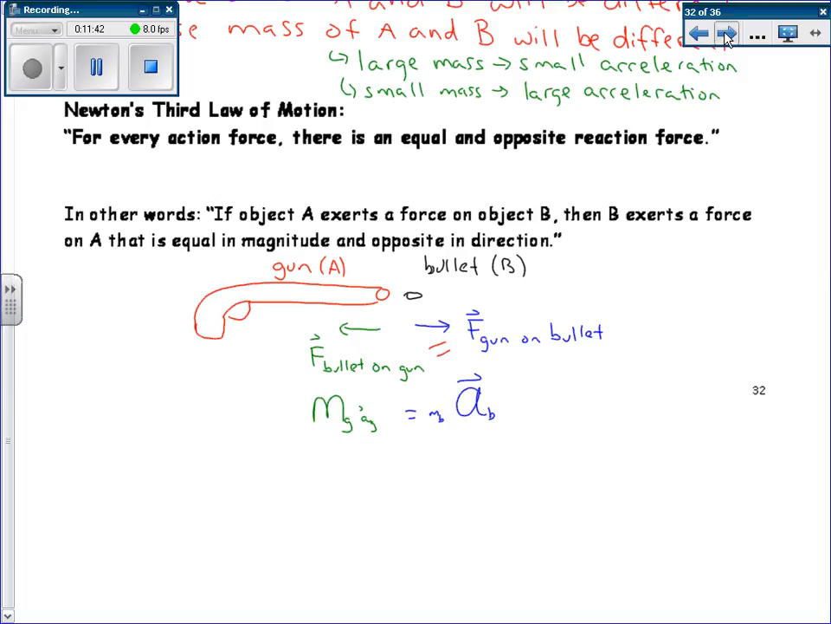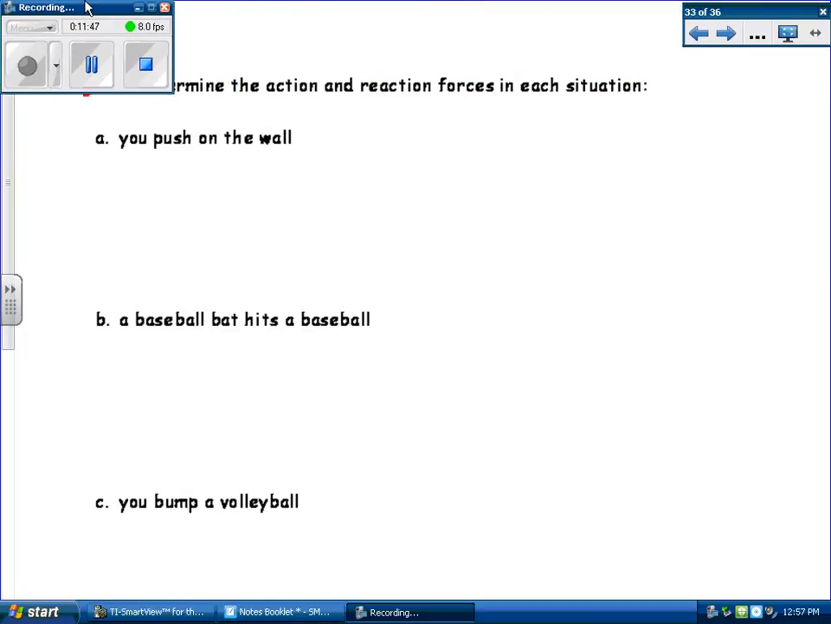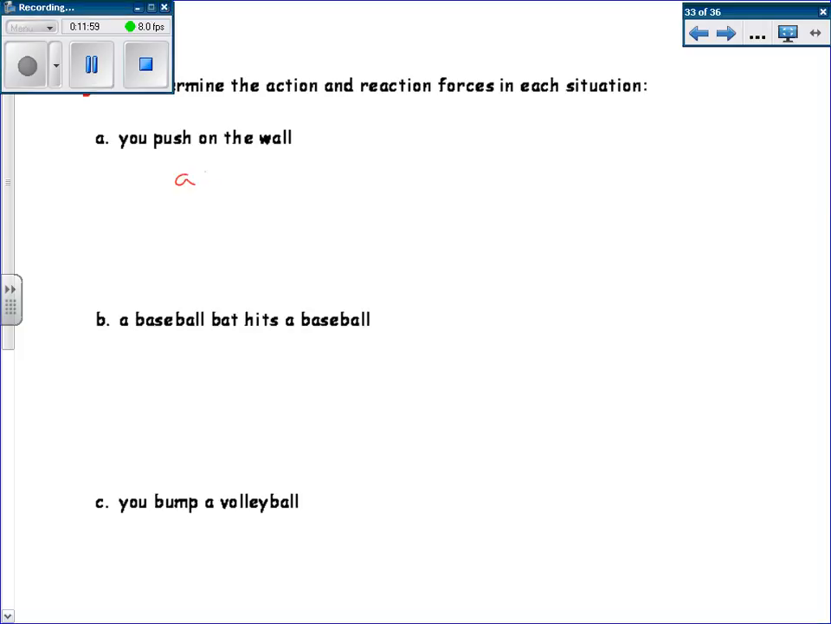Okay, so here we want to determine the action and reaction forces in each situation. The wall one was the one Tim didn't like, because the wall is much bigger. But we can do an action force and a reaction force, and it doesn't matter which one we make which. I can say that the action force is me pushing on the wall, and the reaction force would be the wall pushing on me.